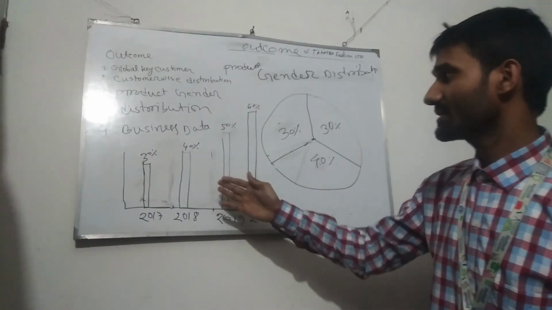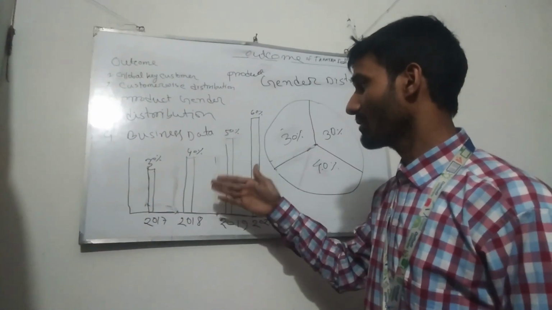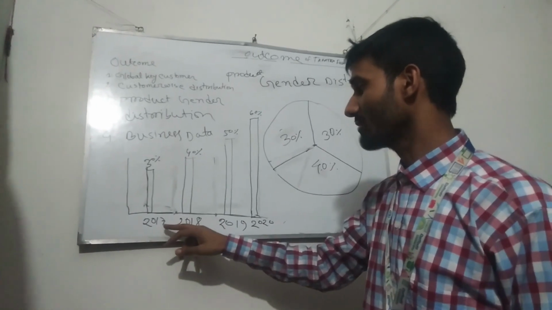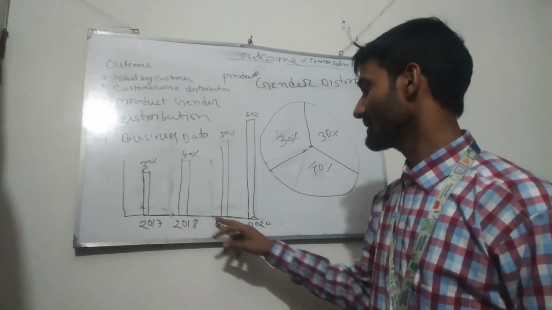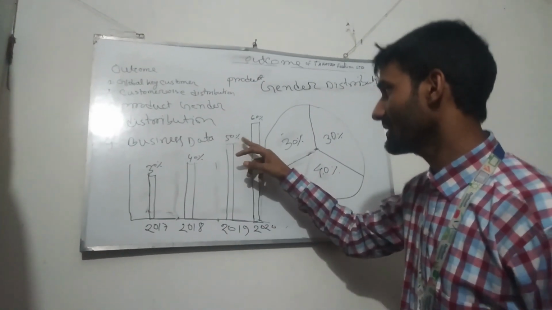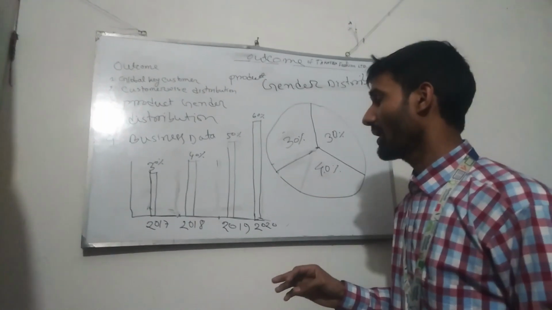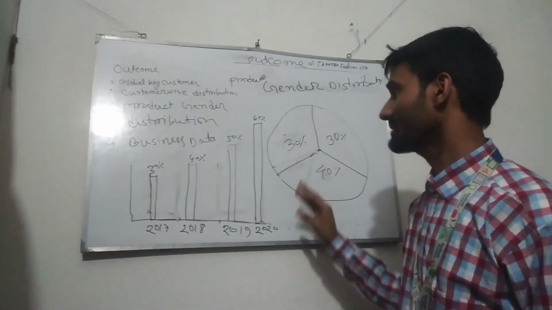This is the business data. This company's growth was 30% in 2017, 40% in 2018, 50% in 2019, and in future 60% in 2020.